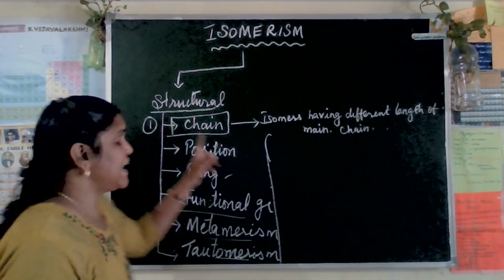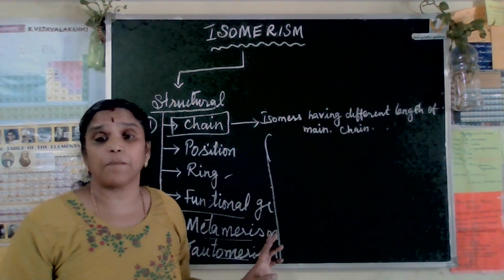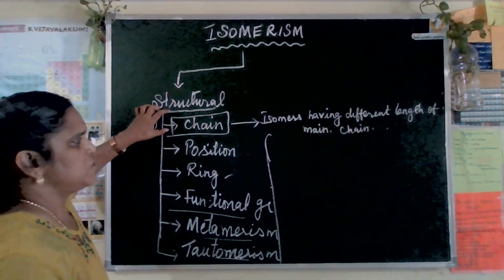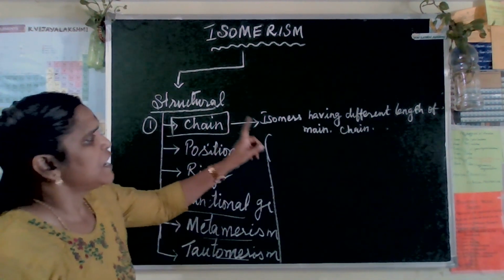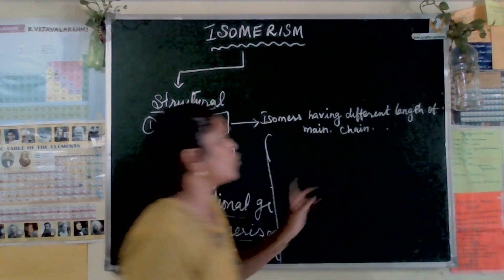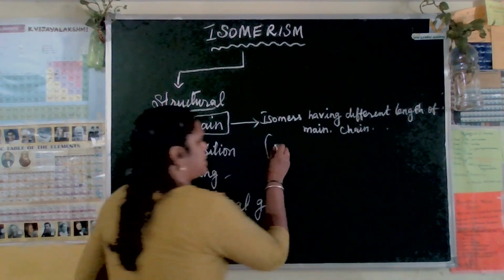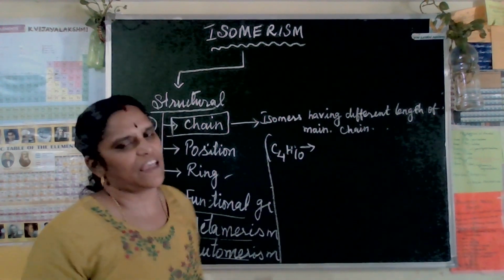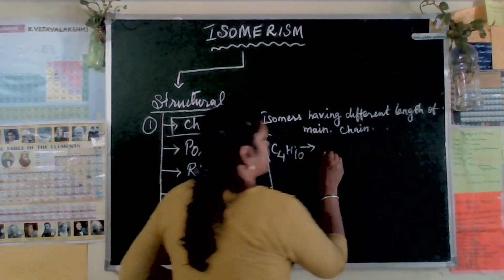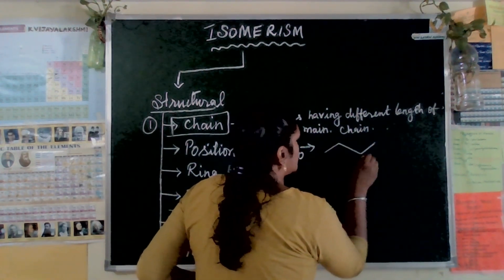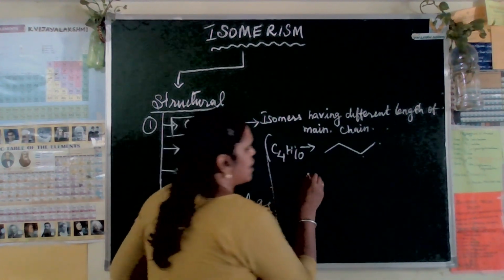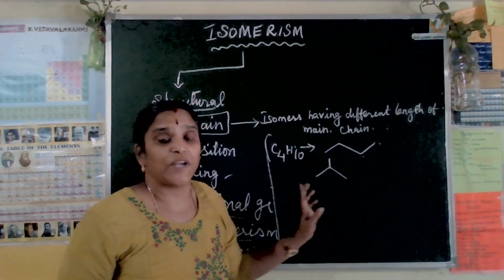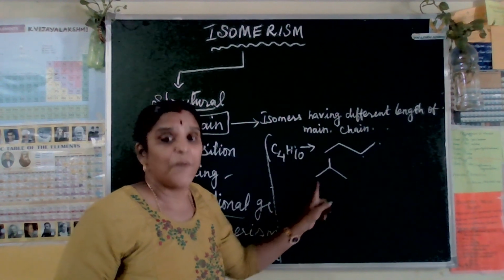Now let us analyze everything with examples, because examples give a better idea about this topic. What do you mean by chain isomer? Isomers having different lengths of main chain. For example, C4H10, generally we can say n-butane. The n-butane bond line structure has carbons 1, 2, 3, 4. Or one more way we can identify it: this is isobutane, or 2-methylpropane.